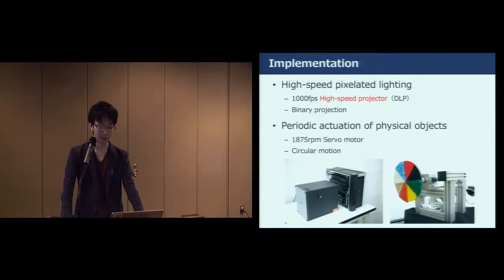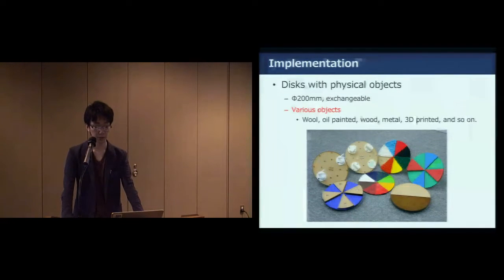In order to implement a prototype, we use high-speed DLP projector as a pixelated lighting source. Also, we used the servo motor for periodic actuation. Both of these are synchronized and controlled from the same computer. For physical objects, we prepared various objects on the disk. In addition to 2D flat arrangement, we also used layered objects with different height and 3D printed objects. I'll explain each characteristics of various materials later in detail.